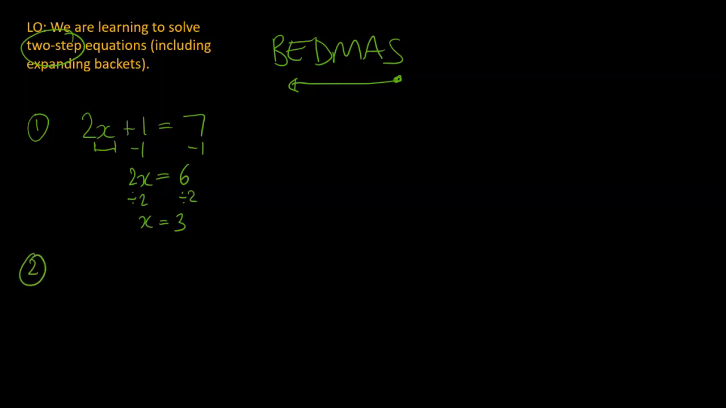So question number 2, let's have a look. Let's say we've got 3x minus 10, and that gets us to 11. Same steps. We need to get rid of the 3, and we need to get rid of the negative 10.